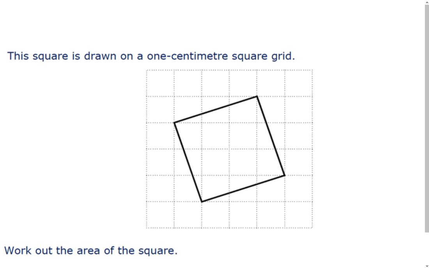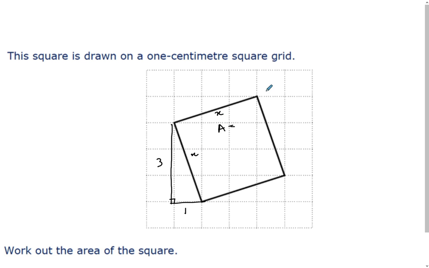The square is drawn on a 1 centimeter square grid. Work out the area of the square. Again, what topic? Oh yeah, Pythagoras. We've got our right angle triangle there. So that's 1, and that's 1, 2, 3. So that length there, so your area will be that length there times that length there. And if it's a thing, we'll just put x.